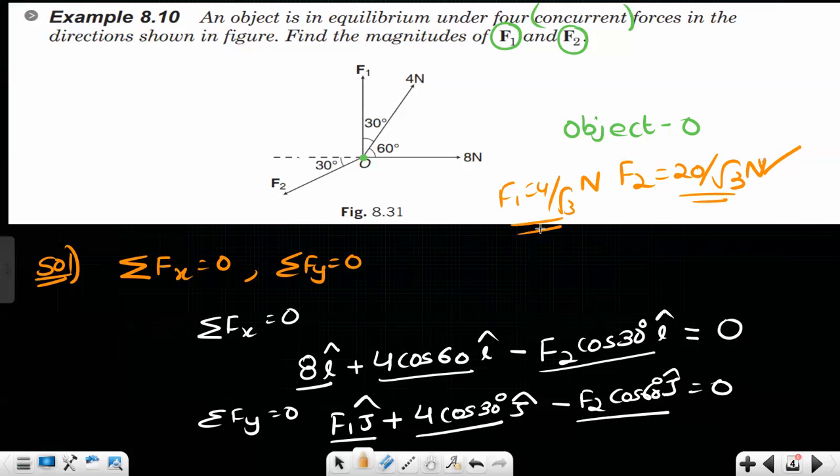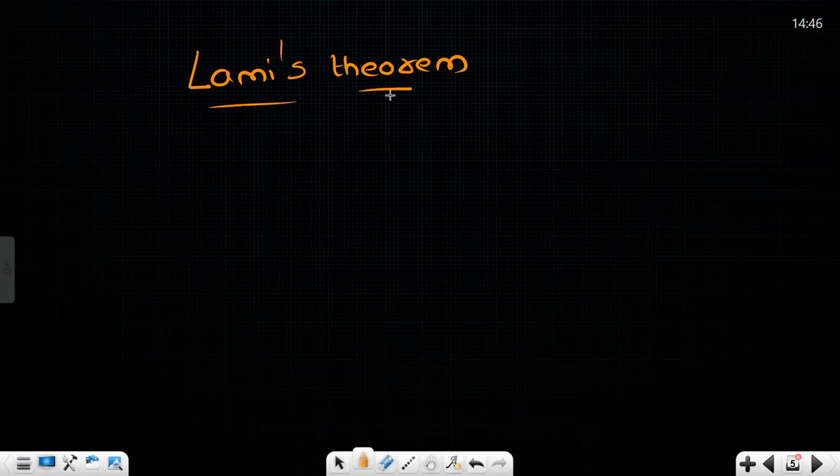Okay, so these are the two example problems that today we have done. And tomorrow onwards, we are going to have more and more intense problems. I just wanted to give you a small glimpse of tomorrow's topic. One thing is Lami's theorem, which is very important to know. Based upon this Lami's theorem, we are going to do problems in tomorrow's class.